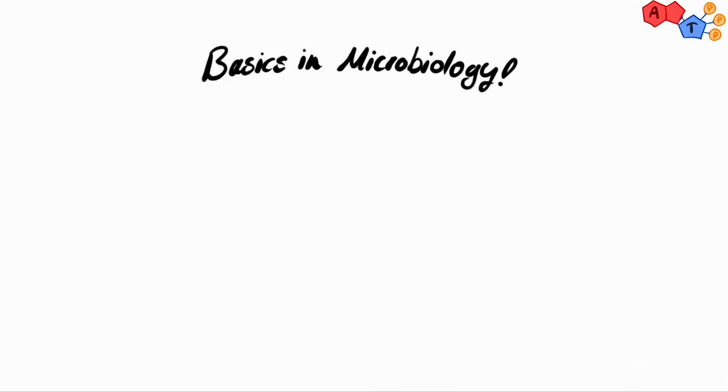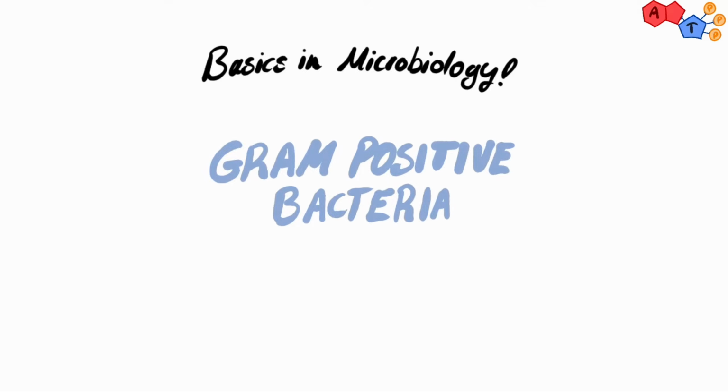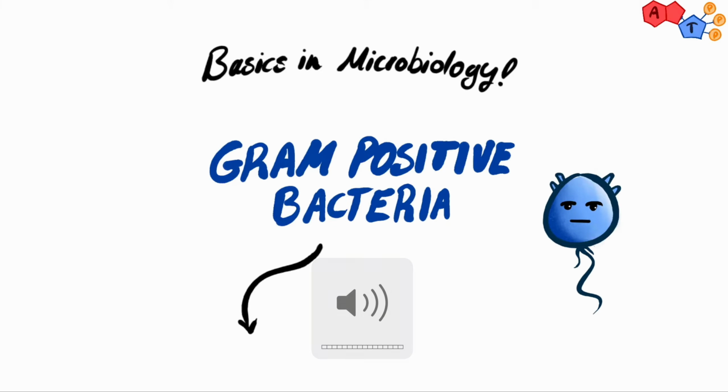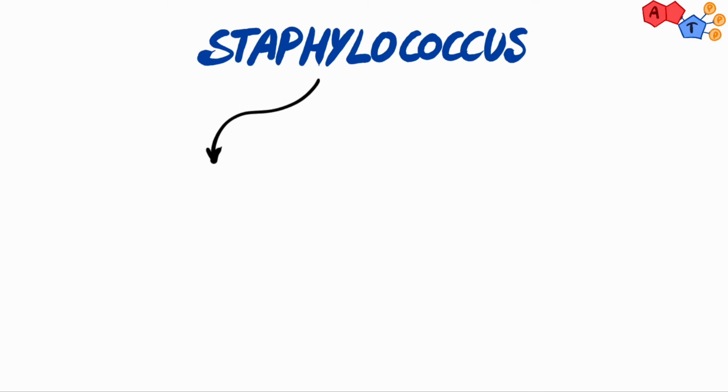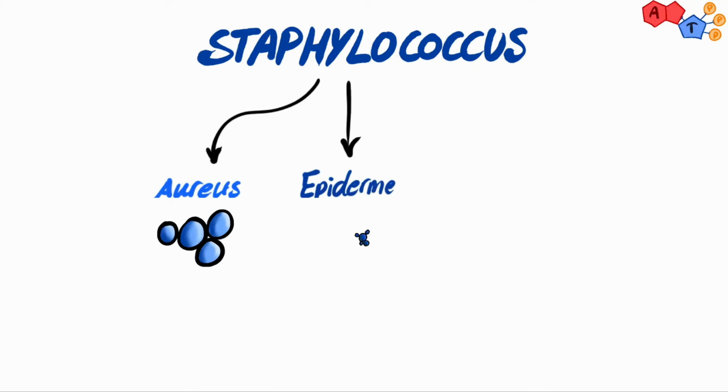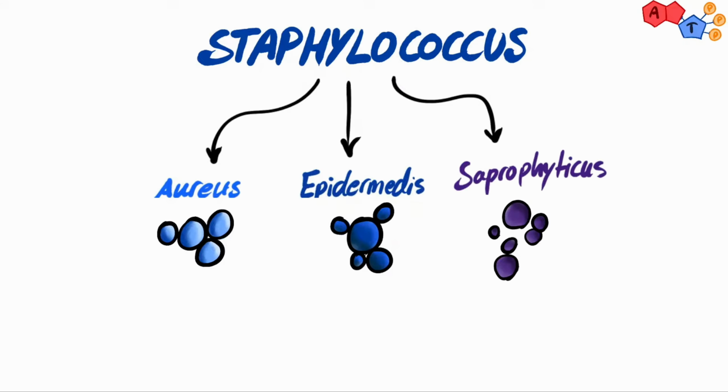In microbiology, and if you still remember, we said that we can divide bacteria into either gram-positive or gram-negative groups. So today we'll start with gram-positive, and the first thing on our list is Staphylococcus. We're going to discuss three species of Staph: Staph aureus, Staph epidermidis, and Staph saprophyticus.